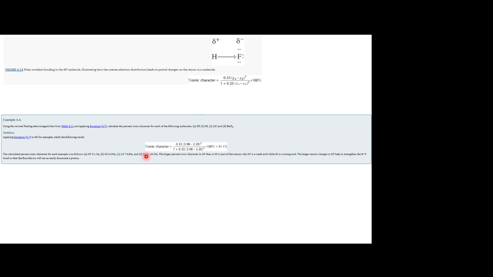Can you guys even read that? Okay. Using the revised Pauling electronegativities from the table and applying equation 4.7, calculate the percent ionic character for each of the following molecules. We'll just do HF real quick. And so you'd look up HF. You'd use this formula right here, percent ionic character. That's what we're trying to do. And so we get the 4 scale. It's actually a 3.98 technically.